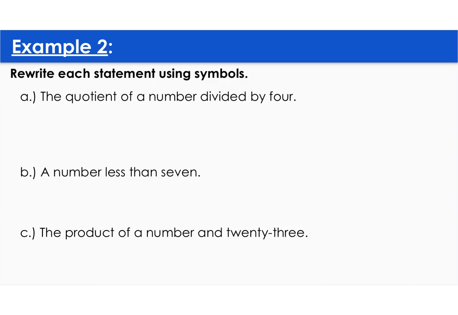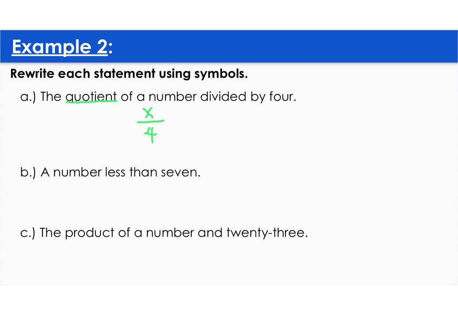So here we go. We're going to rewrite each statement using symbols. The quotient of a number divided by 4. We have to remember what quotient means. That means division. So a number is going to represent x. We can use any variable we'd like, and then divided by 4. So we're going to use the fraction sign for division. Remember, that is just our new way of representing division.